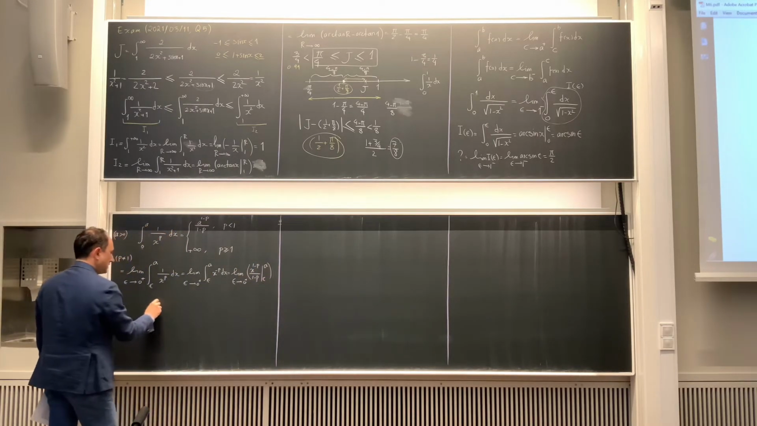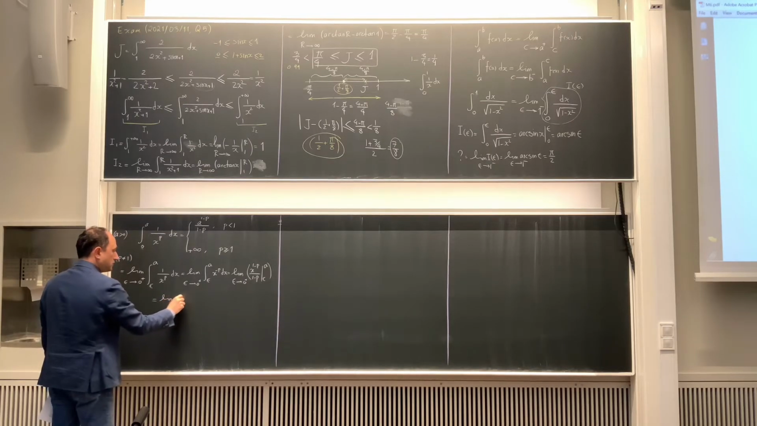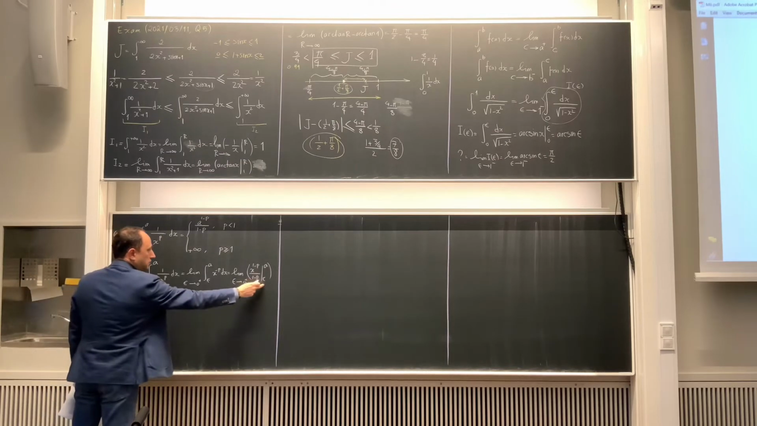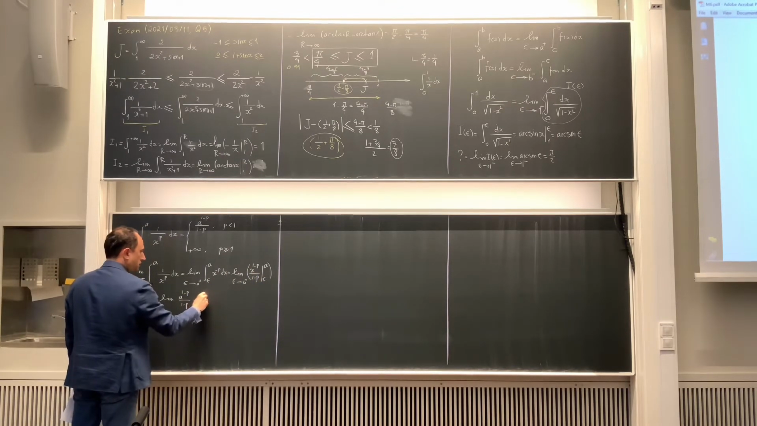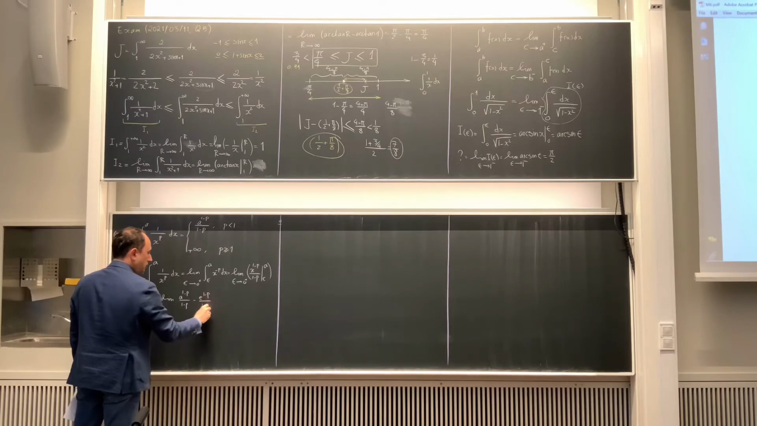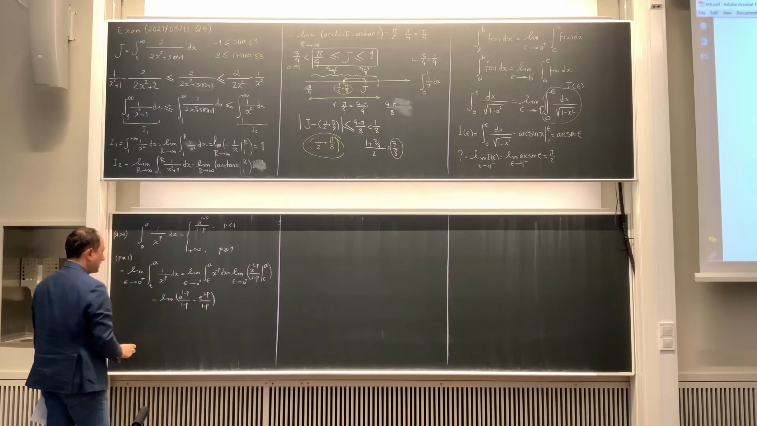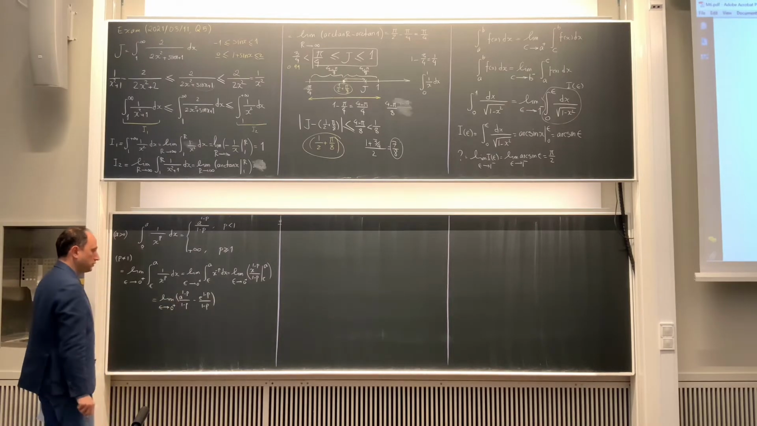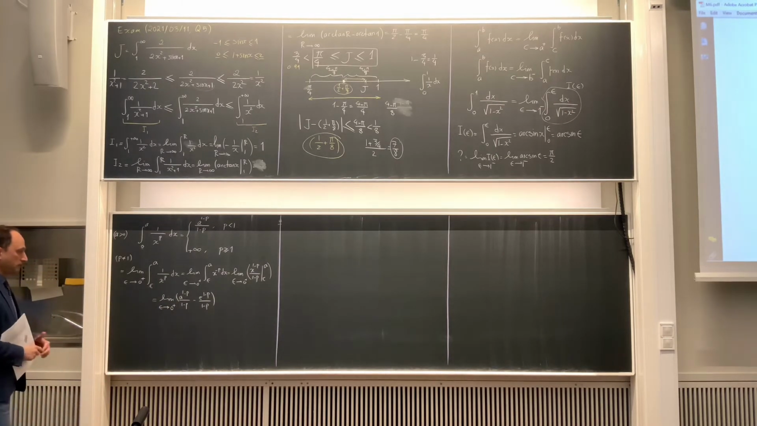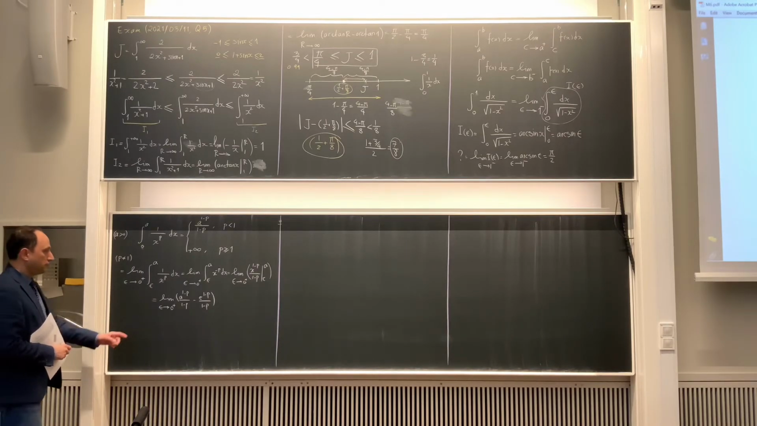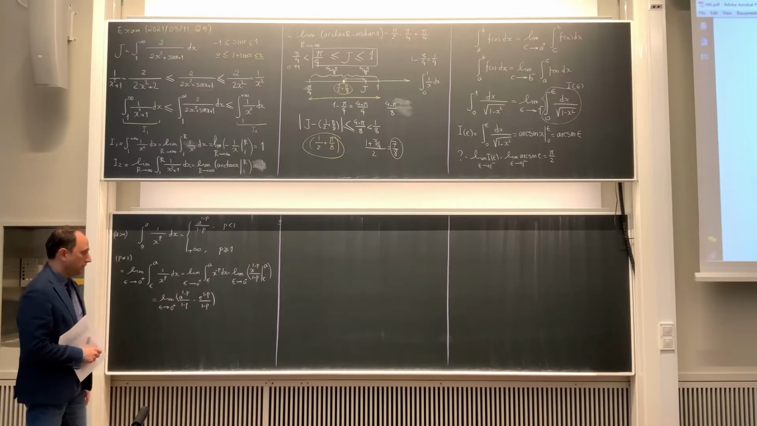But this is simple, yeah? So this becomes the limit a to the power of 1 minus p divided by 1 minus p, and then minus epsilon to the power of 1 minus p divided by 1 minus p. And then what happens? I want to calculate what happens when epsilon goes to 0 from the right-hand side. Okay? So if p is smaller than 1, what happens?